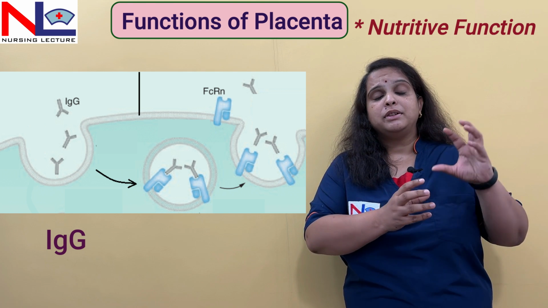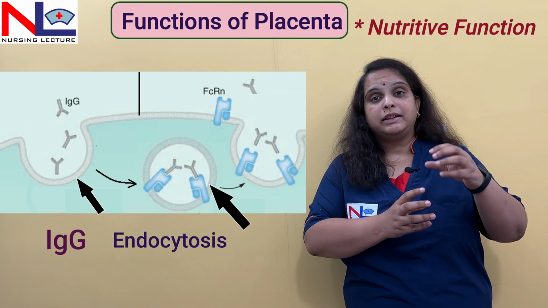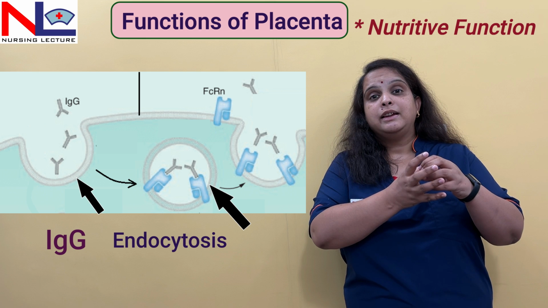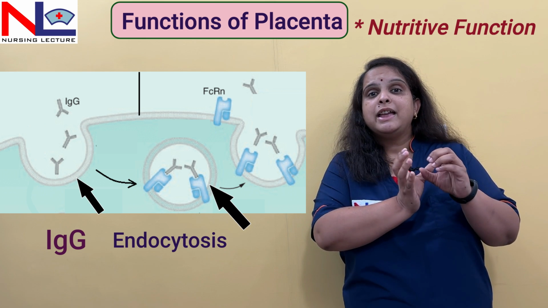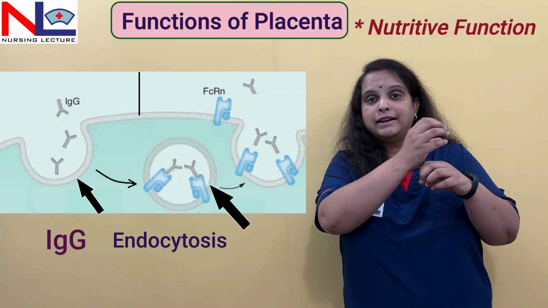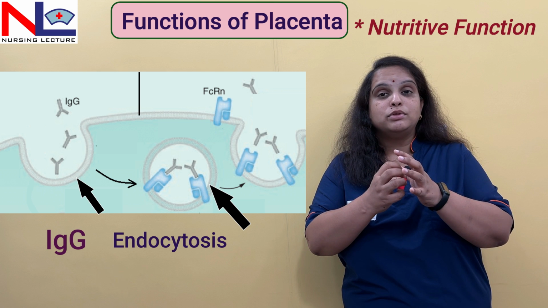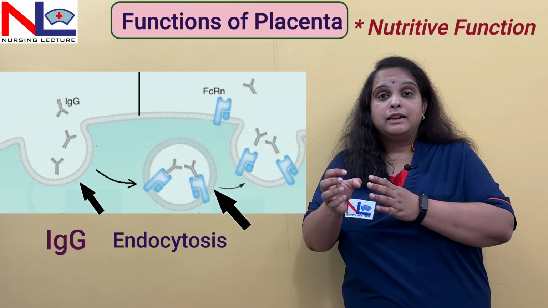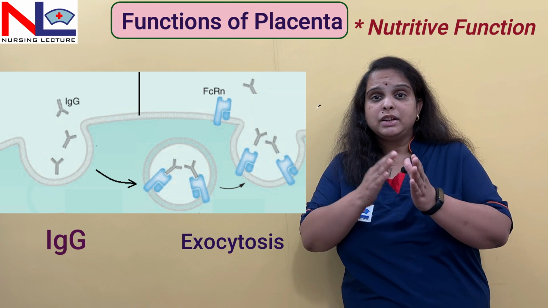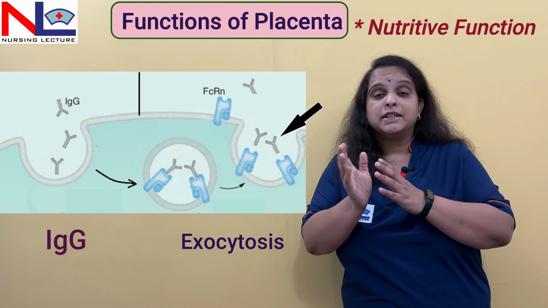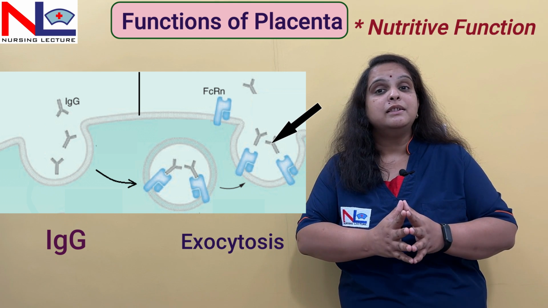So what happens is, the IgG antibodies which are present in the maternal blood become trapped by a fold of plasma membrane in the syncytial trophoblast, and they form a vesicle around it and take it into this placental barrier. This process is called endocytosis, and this vesicle later on fuses with the plasma membrane of fetal capillaries. After fusion of this vesicle with the plasma membrane, it releases IgG antibodies directly into the fetal circulation.